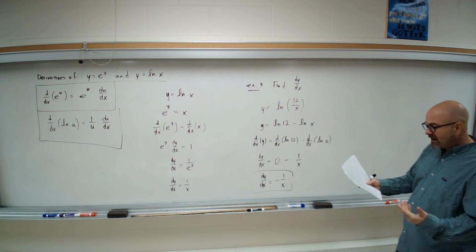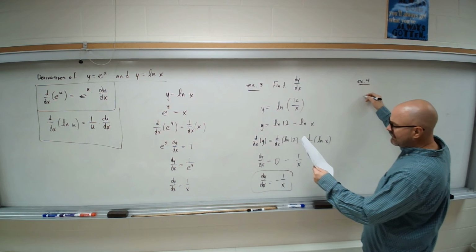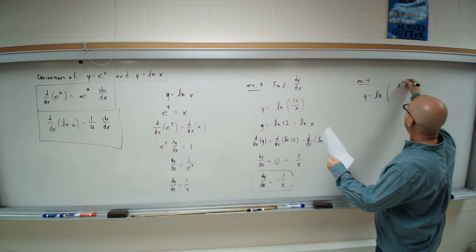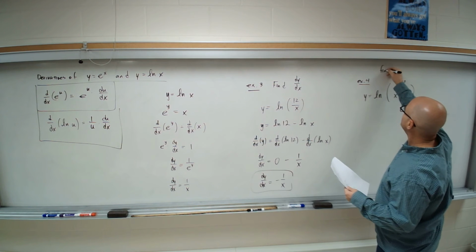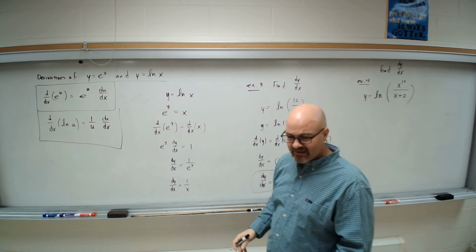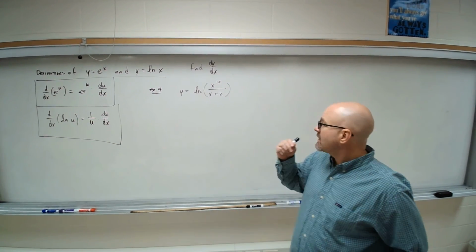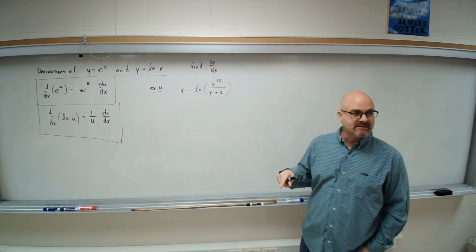The next one I wanted you to try here, and we'll come back and look at it, is go ahead and try to find the derivative of the natural log of x to the 12th over x plus 2. Okay, so give that one a shot there in your notes, and we'll come back and take a look. Okay, so here's our fourth example. y equals the natural log of x to the 12th over x plus 2.